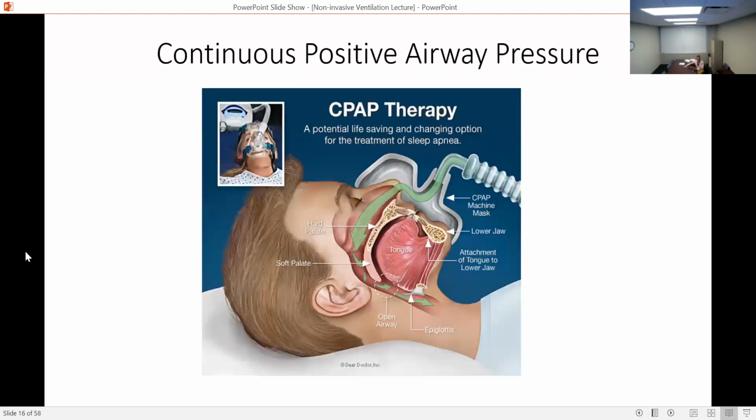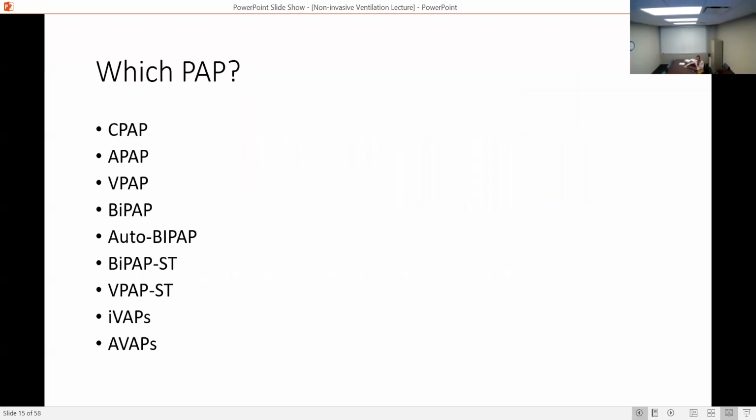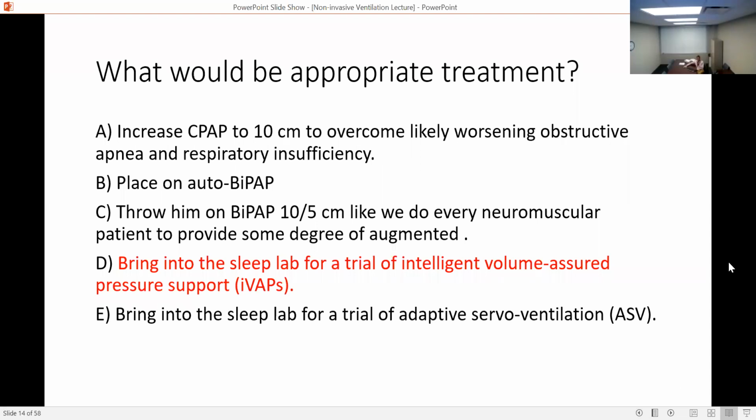So this is considered a bilevel setting. But what happens is you set the lower number, the EPAP, to control the apneas, and then instead of dialing in an IPAP, you actually prescribe a tidal volume. And so what these devices do, they're going to change that pressure support or change that IPAP to ensure that a specific tidal volume is delivered.